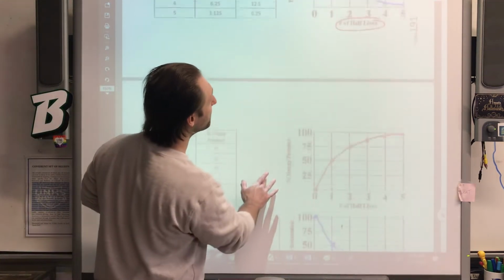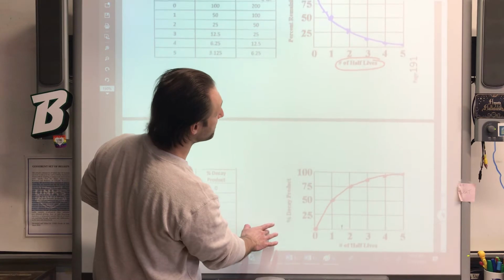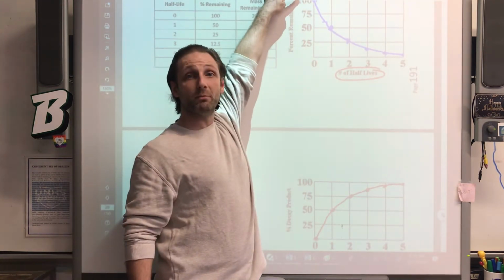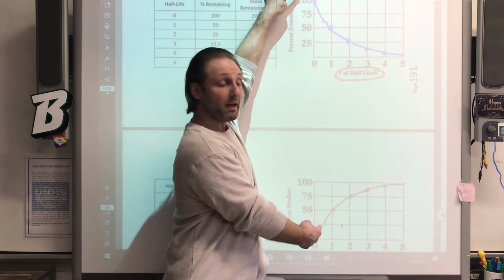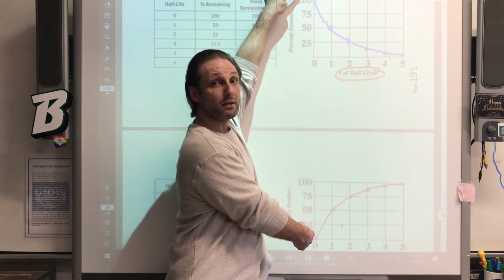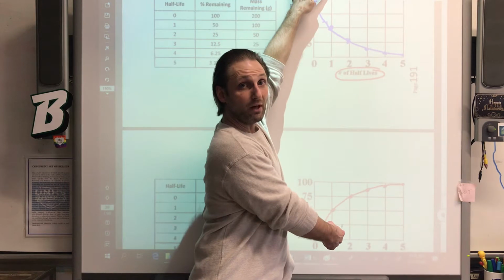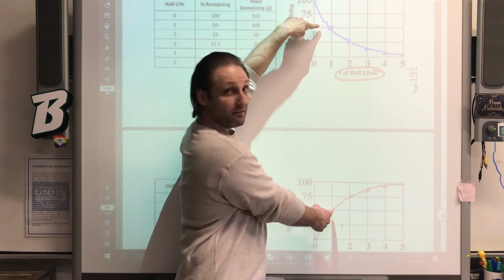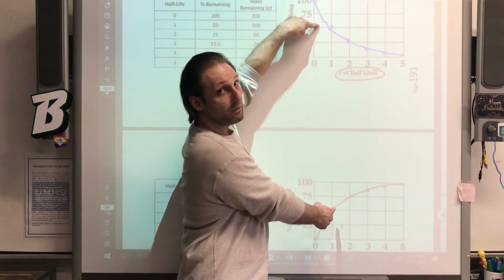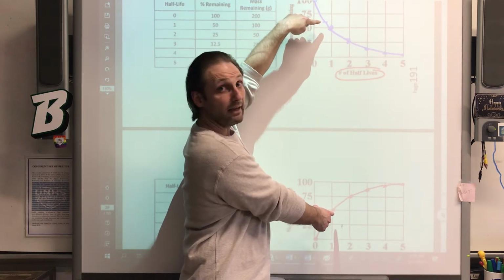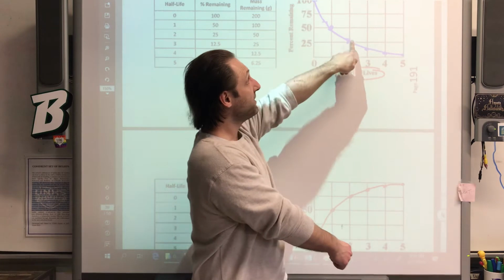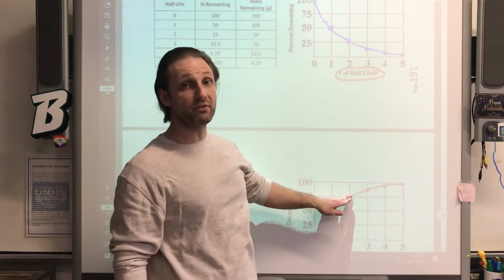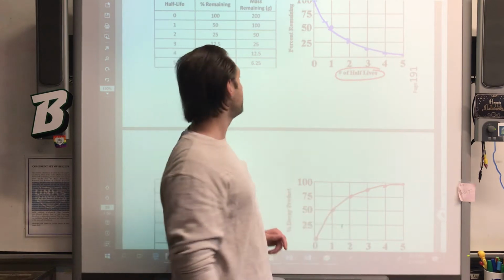So let's see if I can get both of these on the same screen at the same time. And I can show you that here we have 100% radioactive material. Down here we have 0 decay product. We move out 1 half-life and we see that we've lost 50% and we've gained 50%, being that we've lost radioactive and we've gained stable decay product. We continue that process where we lose another 25% of radioactive, we gain that, and now we have 75% decay product.